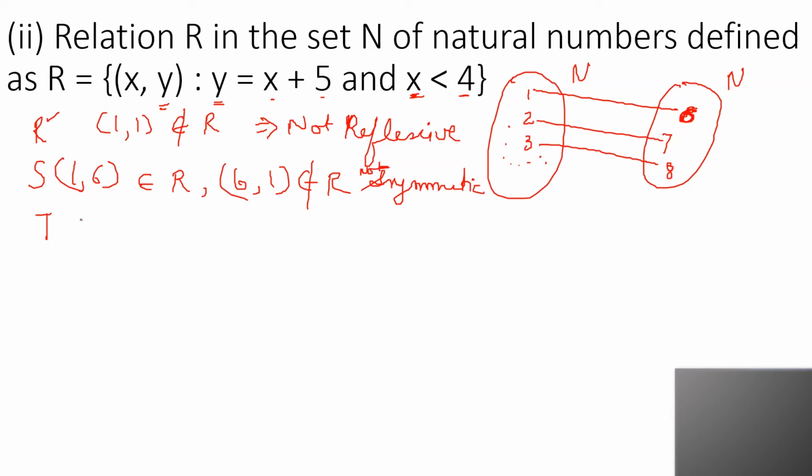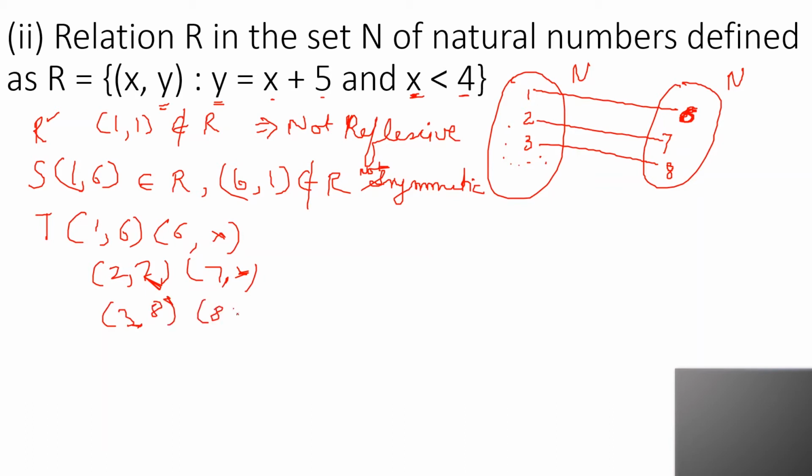Next is transitive. As we can see, 1 is related to 6, and 6 is not related to anyone else. There is nothing here. Also, 2 is related to 7, but 7 is not related to anyone, and 3 is related to 8. 8 is also not related to anyone. Therefore, this is a transitive relation.